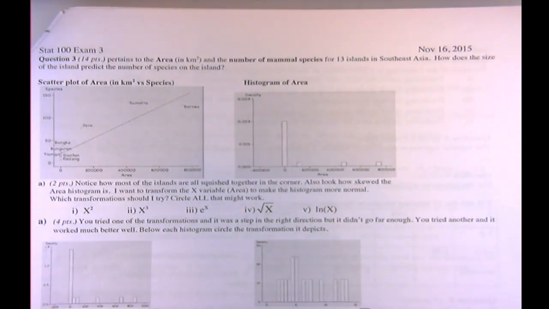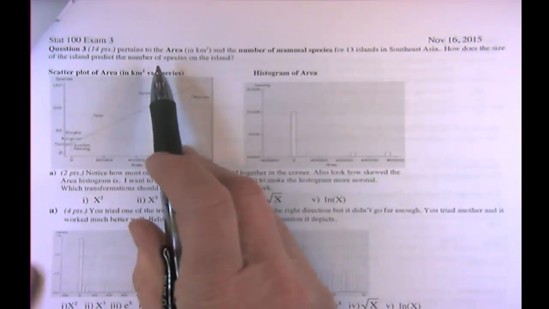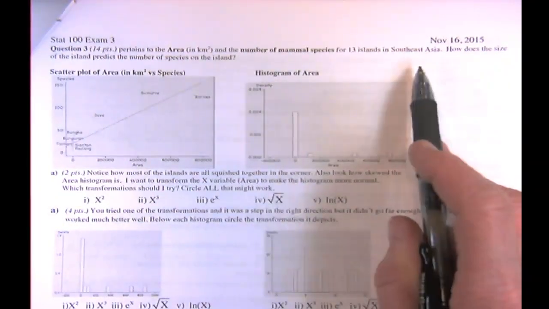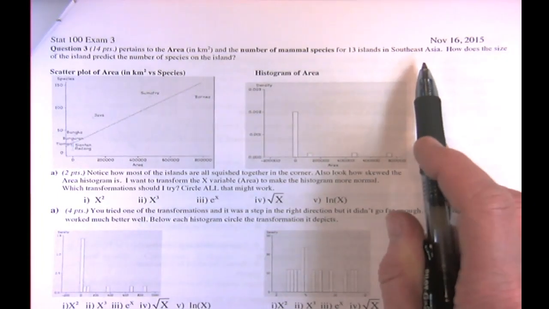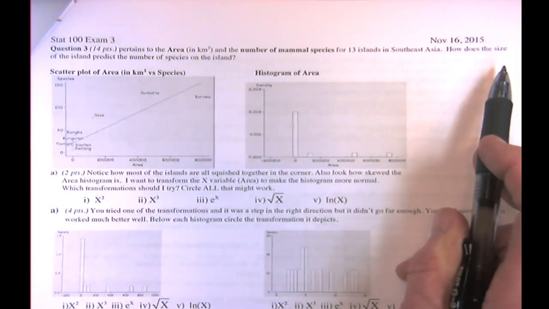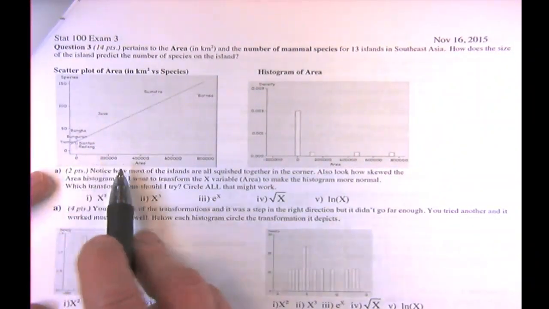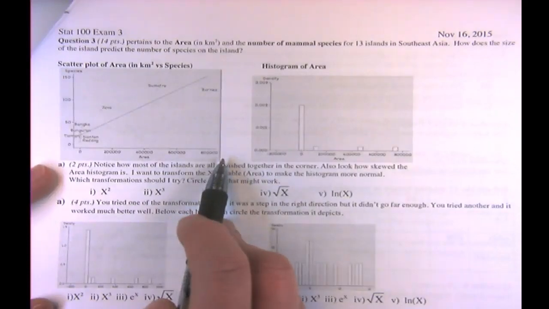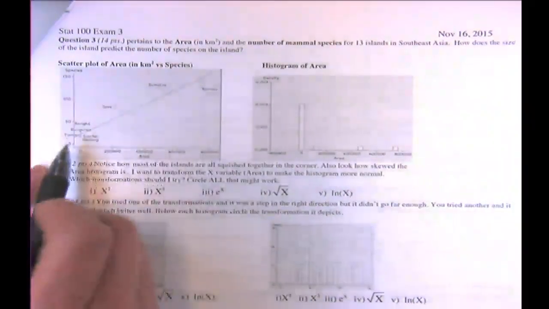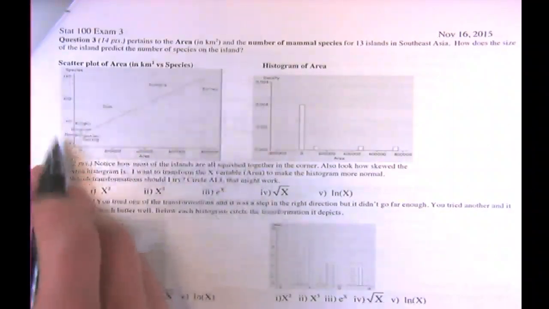All right. So now, what's this about? This question pertains to the area in kilometers squared, and the number of mammal species for 13 islands in Southeast Asia. How does the size of the island predict the number of species on the island? So here's just, without any transformations, your area of the island, the size of the island on your x-axis. And here's the number of species of these mammals on the y.